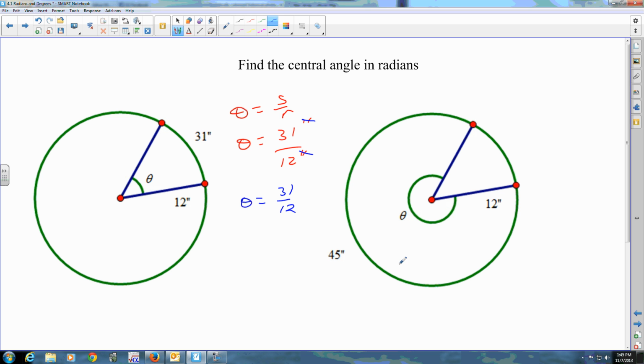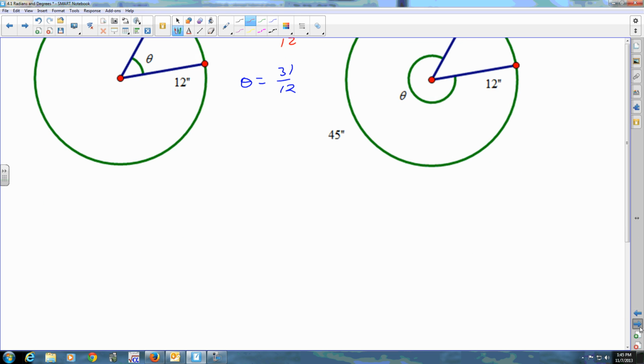And the long way around arc length is 45 inches. Okay? It's still theta equals S over R. So 45 over 12 inches. Almost wrote it upside down. And once again, the units cancel. So 45 twelfths is your answer for your angle. I don't believe there's anything below it.